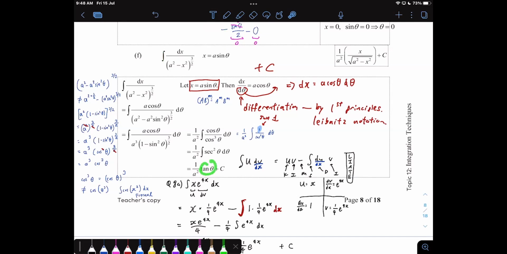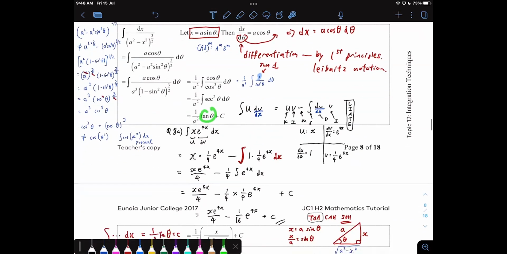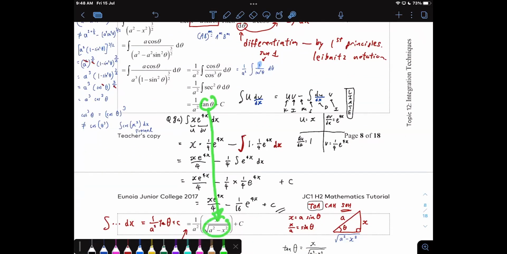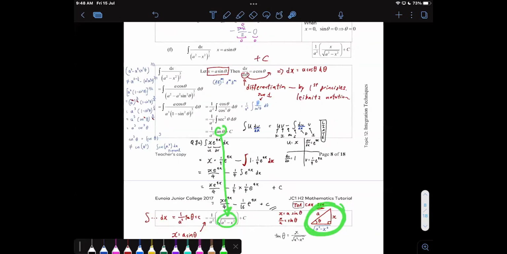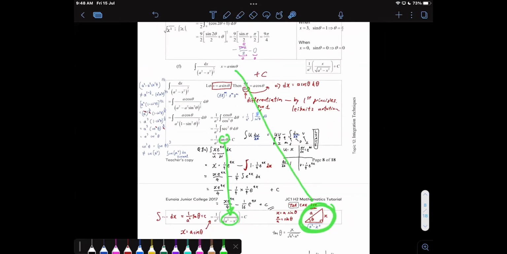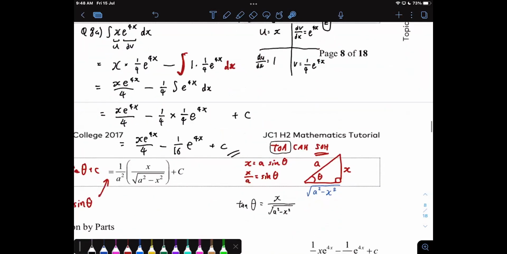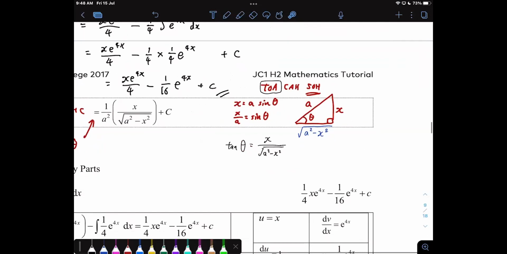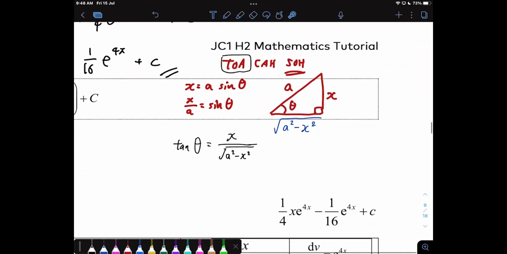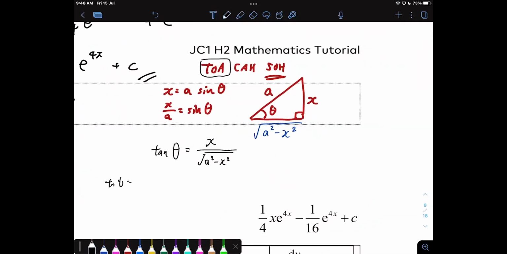Then you need to bring it back from the theta world into the x world. And what do you need to do to make sure you can do that? You need to draw the triangle, the right angle triangle. From the substitution, x equals a sine theta, you can derive the triangle. A more painful way of figuring out what is tangent of theta: maybe you are saying tangent theta equals sine theta over cosine theta. Yeah, you can also, but very slow. Just use the triangle, it is the most efficient way.